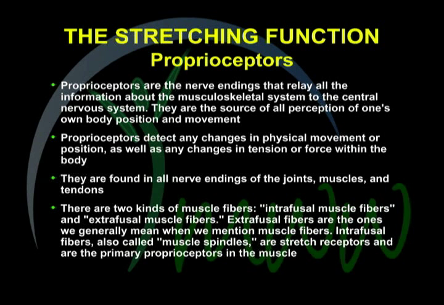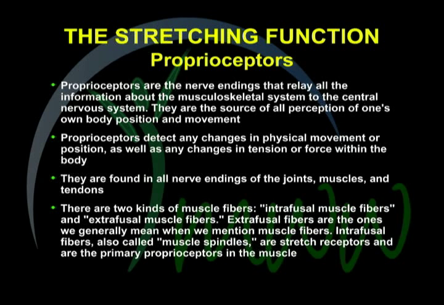Proprioceptors are the nerve endings that relay all the information about the musculoskeletal system to the central nervous system. They are the source of all perception of one's own body position and movement. Proprioceptors detect any change in physical movement or position, as well as any change in tension or force within the body. They are found in all nerve endings of the joints, muscles, and tendons.